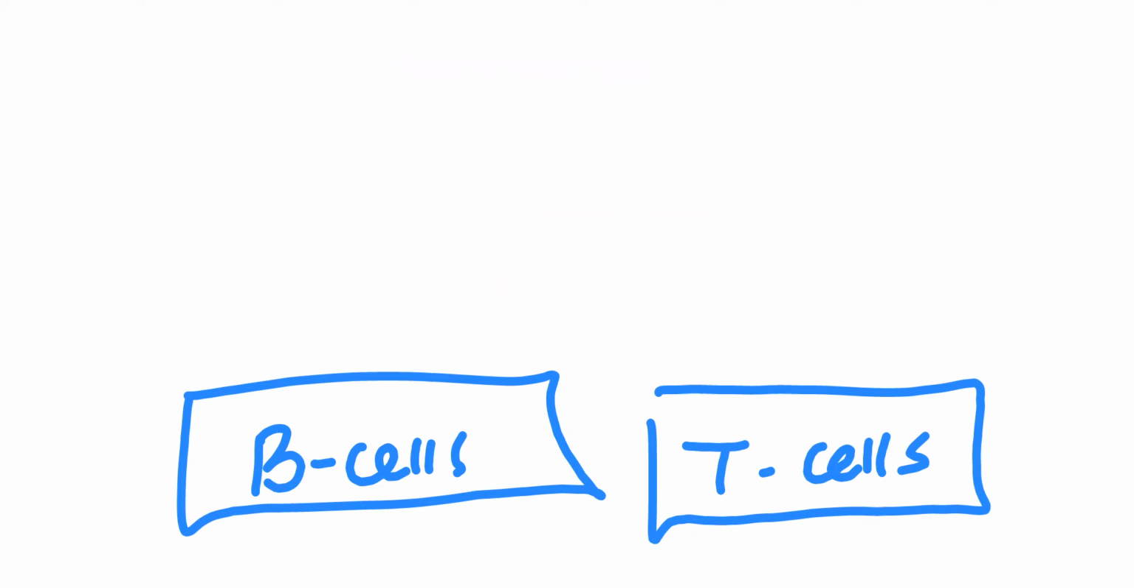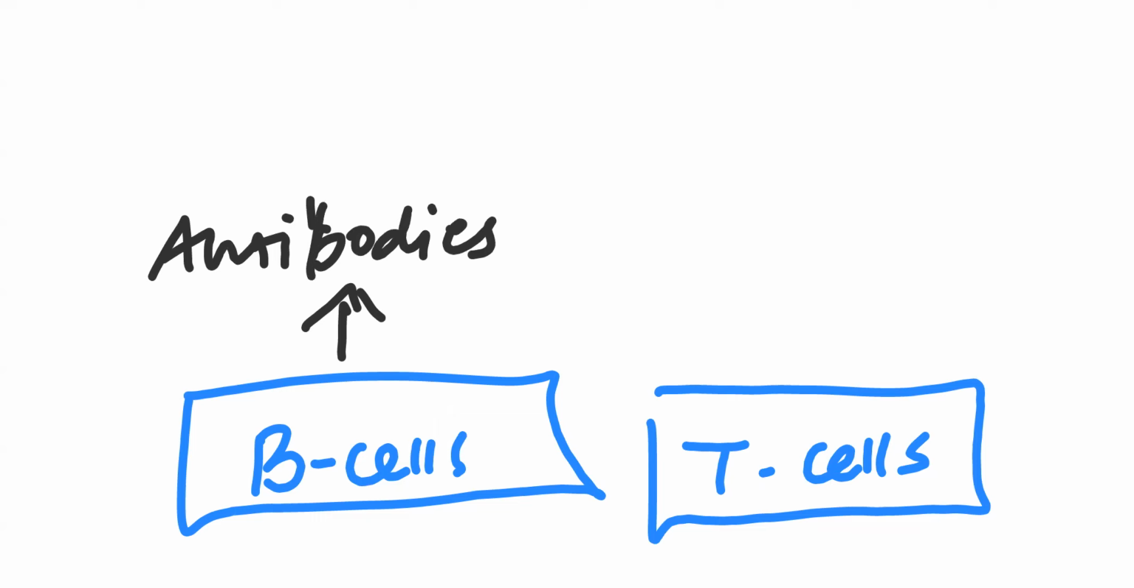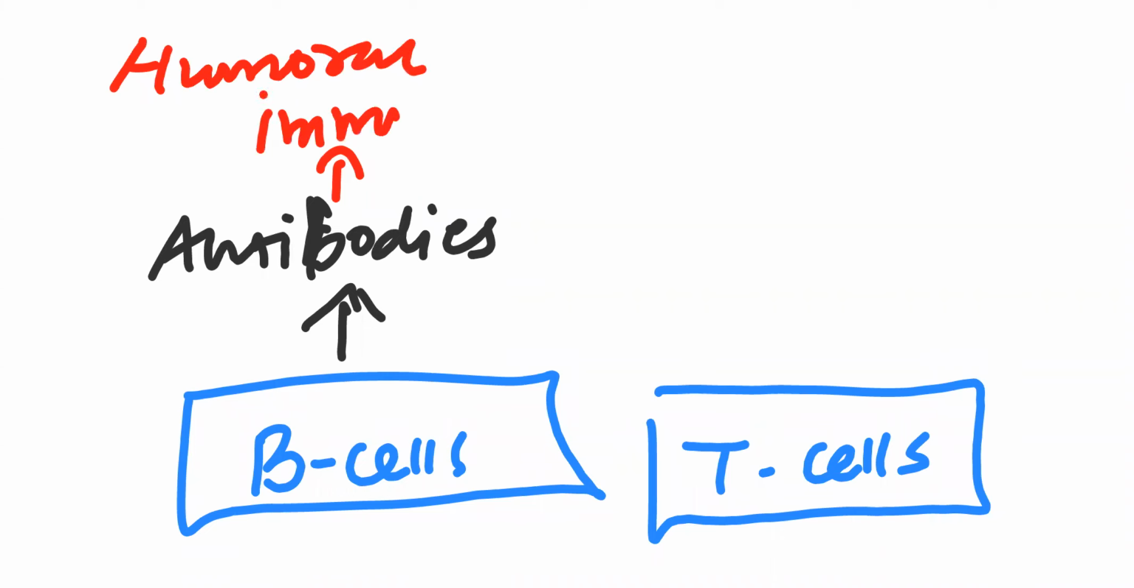How do they perform in our system? Are B cells the ones which directly kill the pathogens? No, they don't. Rather, they prepare antibodies, which help in removal of the antigens. So with the help of antibodies, they tackle the antigens. The type of immunity they provide is identified as antibody mediated immunity, or you may call it humoral immunity.